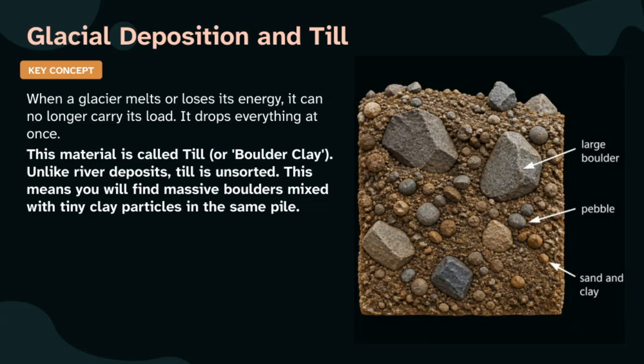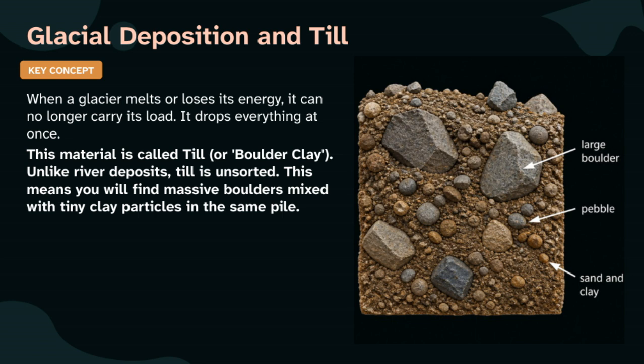Now we move to deposition. Deposition happens when a glacier loses energy or melts and can no longer carry its load. Unlike a river, a glacier does not usually sort material neatly by size. When a glacier melts, it can drop everything together. Huge boulders, smaller stones, sand, silt, and clay. This unsorted material is called till, or sometimes boulder clay. Till is one of the most important types of glacial deposit.